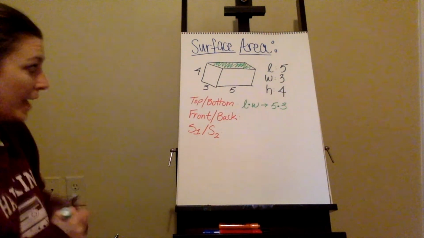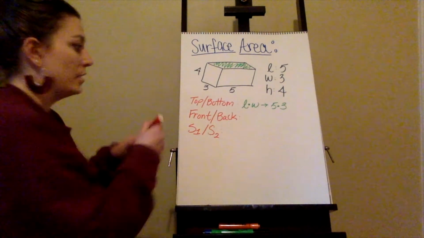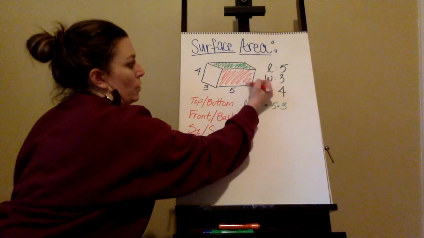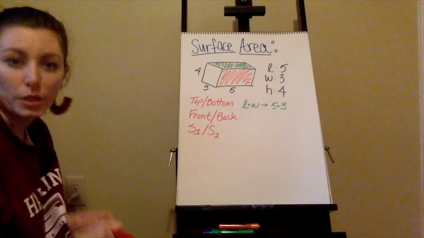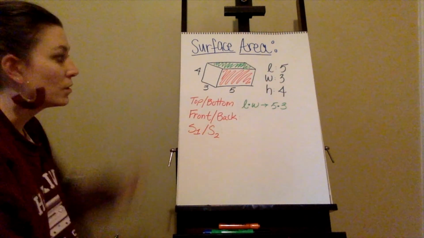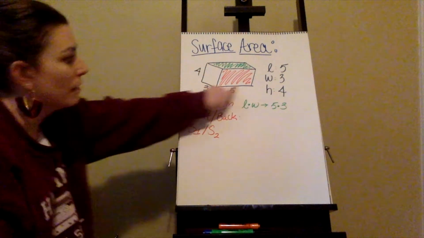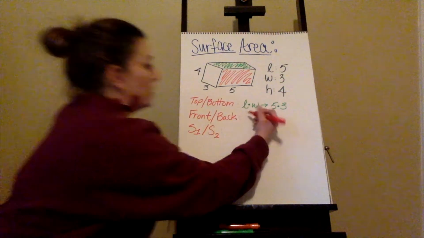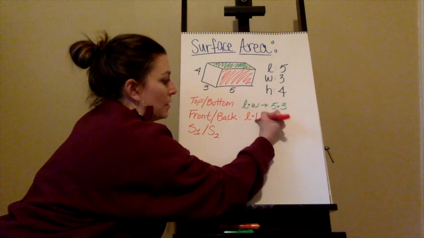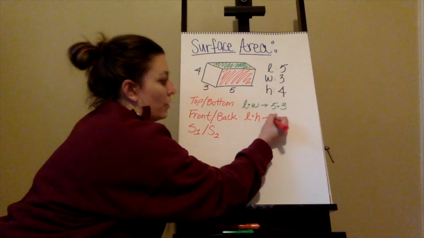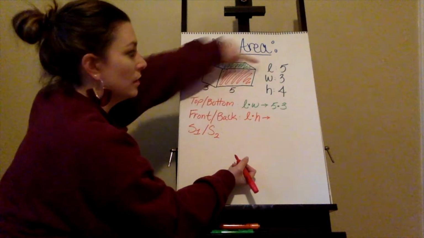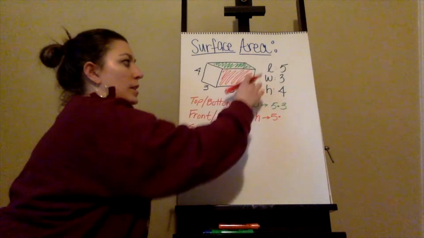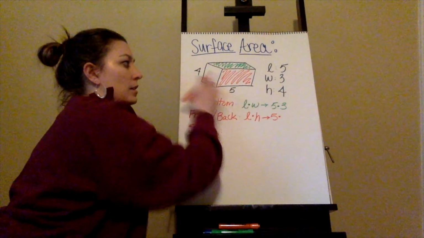Next, we're going to look at the front and back. So this would be our front here. Which 2 dimensions are we using for the front? So that's going to be this dimension and this one. So that would be length and height. Length times height, which we know our length is 5, and our height, which is going up and down here, the height is 4.